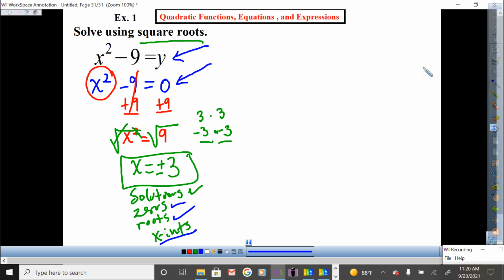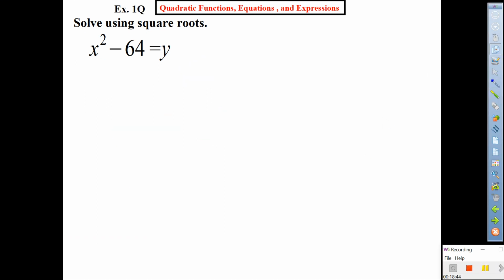Let's go. Our favorite. Copy this. Example 1Q. X squared minus 64 equals y. See if you can do this one all the way by yourself. Copy that and go. I'll give you 35 seconds, yeah? All right, go. All right, check with the neighbors, see what they got.